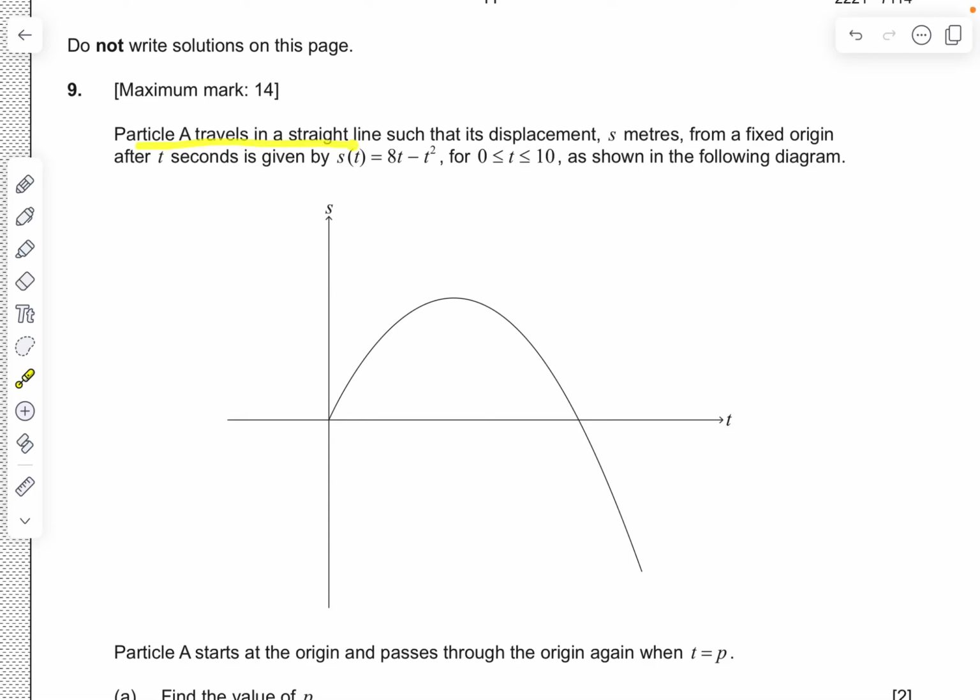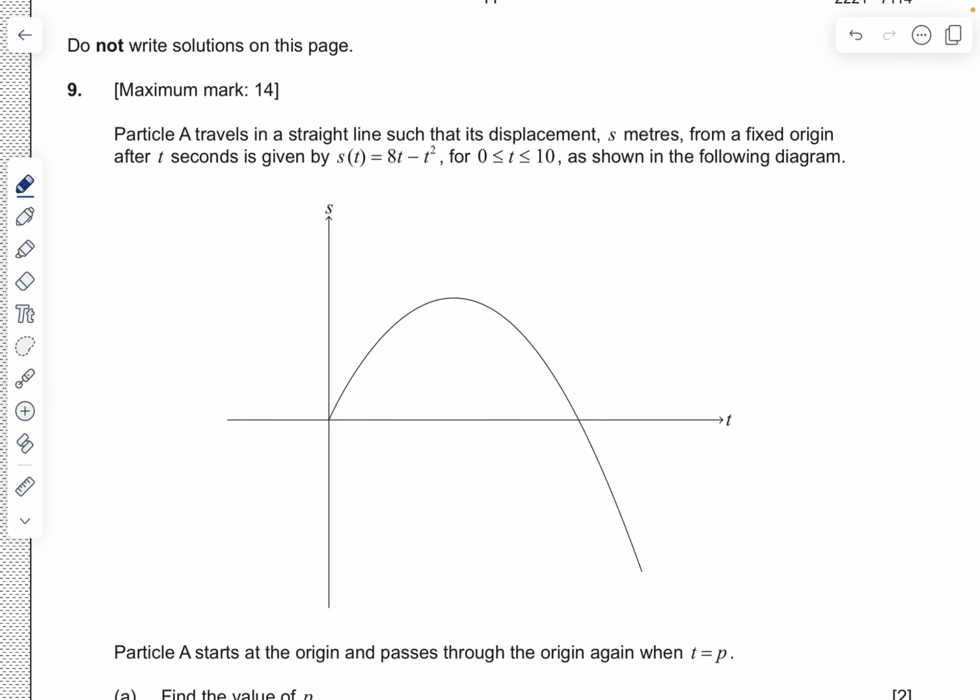Particle A travels in a straight line. In other words, there's some line it's going along. So particle A is starting here and it's going along here, maybe going backwards and forwards. Its displacement S, so there's displacement, and after t seconds, so there's time, is given by this. So that gives us a nice equation for displacement between 0 and 10.